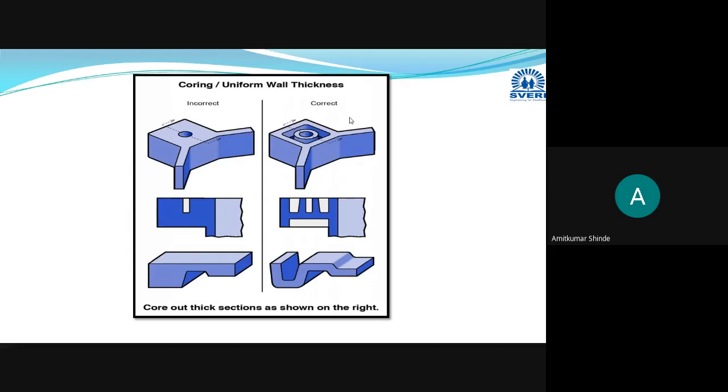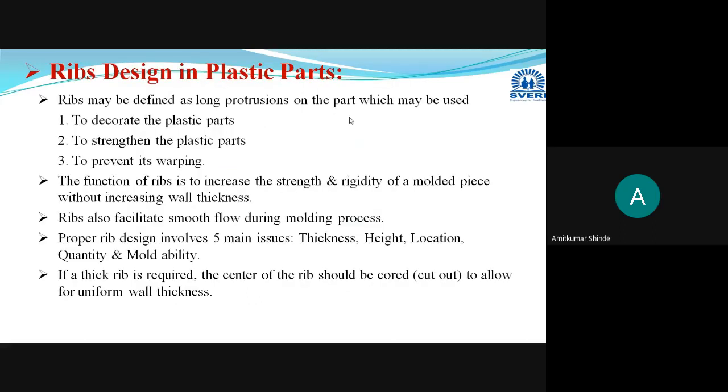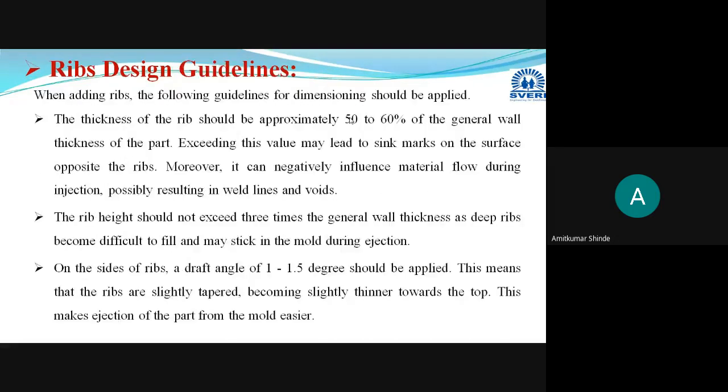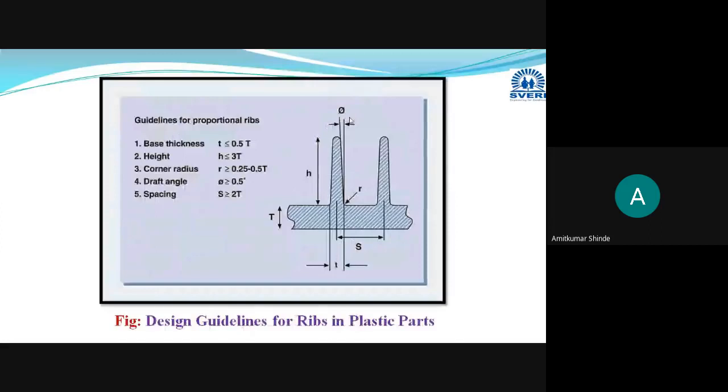So in this way, we have completed the design of the rib in this session. What is the purpose of providing the rib? To decorate the part, to provide strength, to avoid warpage. And how it should be provided: the dimensions, its thickness, its height, the distance between two successive ribs, what the taper or draft angle should be, and what the radius should be. We have discussed all this.